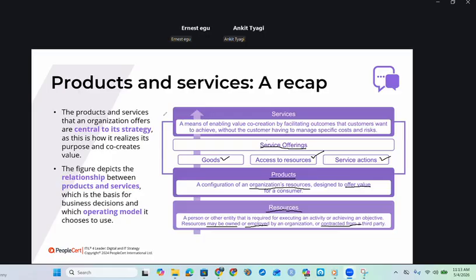And then there are services, the means of enabling value co-creation by facilitating outcomes that the customer wants to achieve without the customers having to manage specific cost and the risks associated with it. That's the definition of a service. Important words here or keywords here: value co-creation by facilitating outcomes that the customer wants to achieve without customers having to manage specific cost and risks.